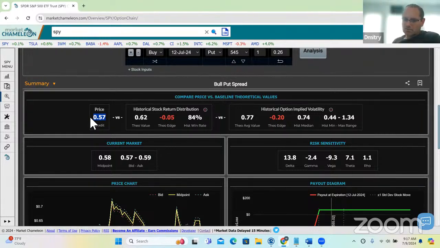So based on history, this is saying 84% of the time in the last 4 years over a 4-day period with similar volatilities and so forth, this would have resulted in some profit, meaning it was cheap. It could have been 56 cents, 55 cents, or zero. So that's another way to look at it.